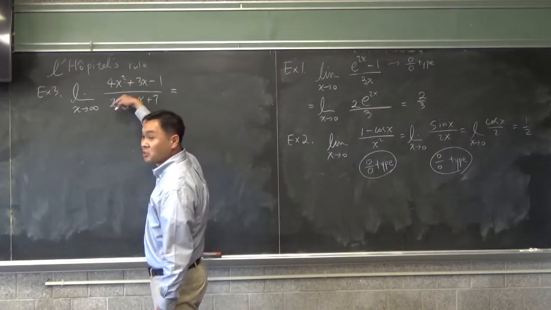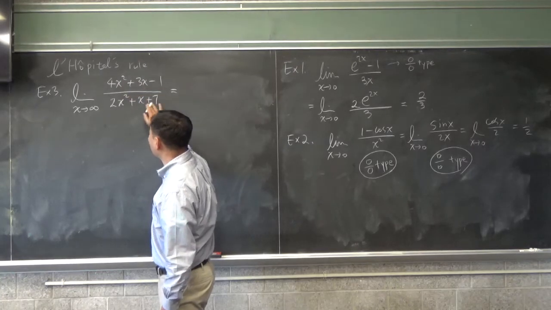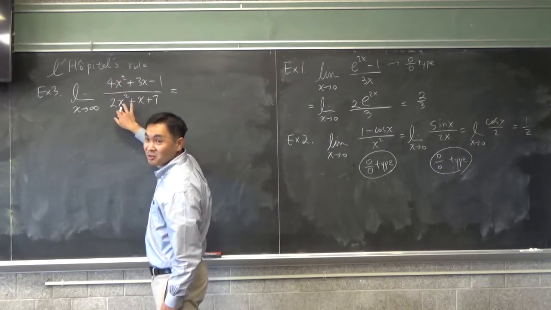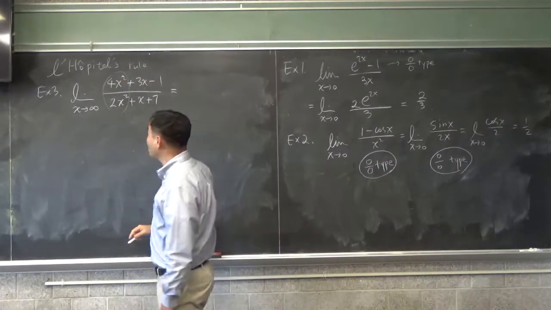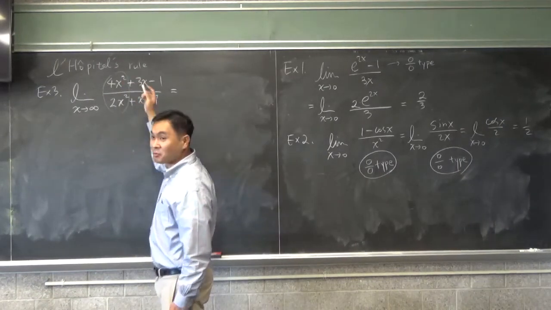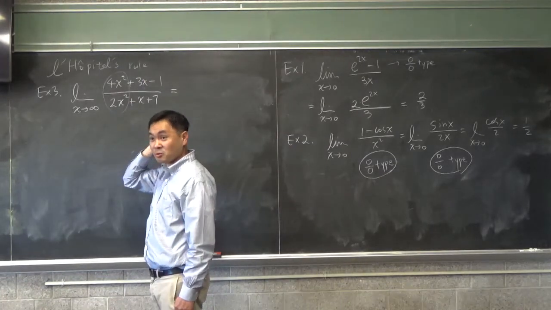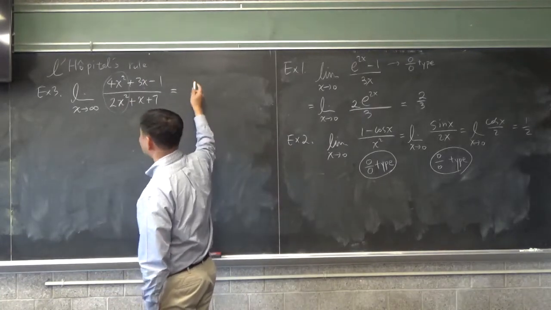Because when x is really big, these are small compared to these two guys, right? So it's really these two guys fighting against each other. And then that's after canceling the x squared out, it's like 4 over 2. So the answer is 4 over 2, which is 2.